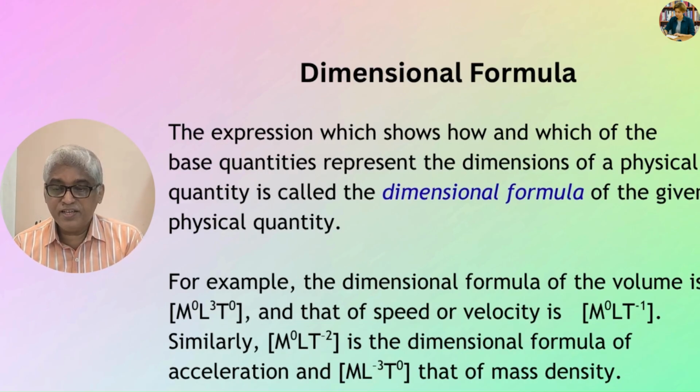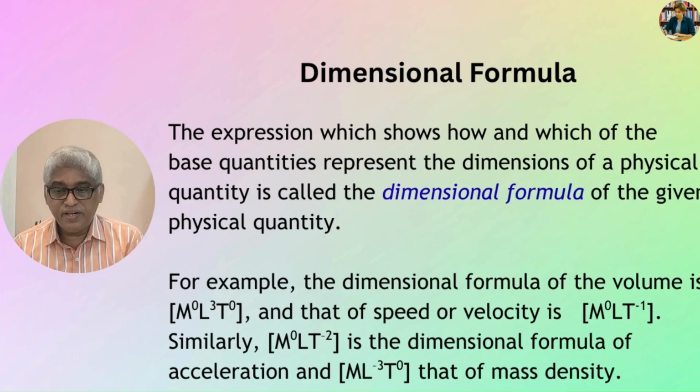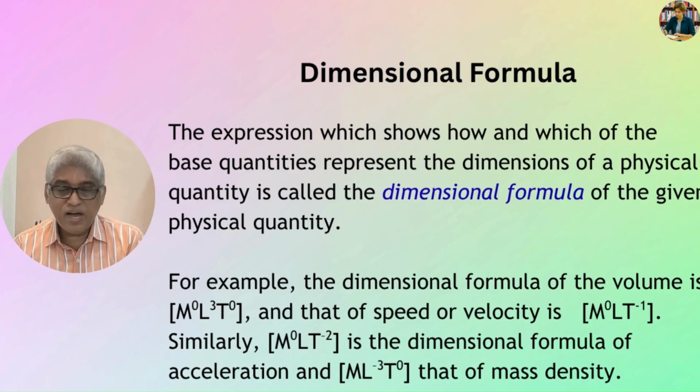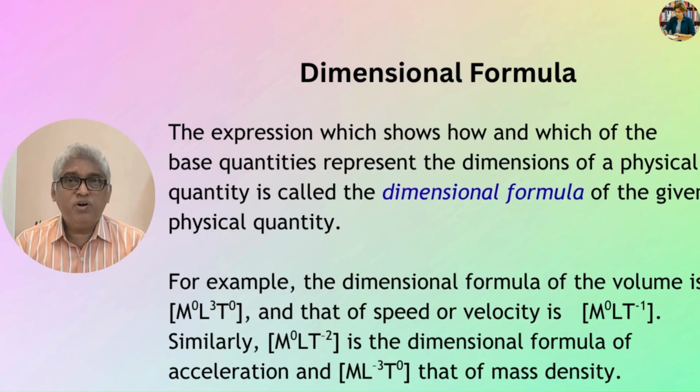Now what is this velocity? Velocity is equal to distance upon time, right? Or rather displacement upon time. So there is no mass, so M raised to 0. L is in the numerator and time is in the denominator. So L raised to 1, T raised to minus 1. Similarly, the dimensional formula for acceleration is M raised to 0, L raised to 1, T raised to minus 2. You should know the basic equation or the expression, then you can easily find out. And for mass density, as we know, density is equal to mass upon volume.